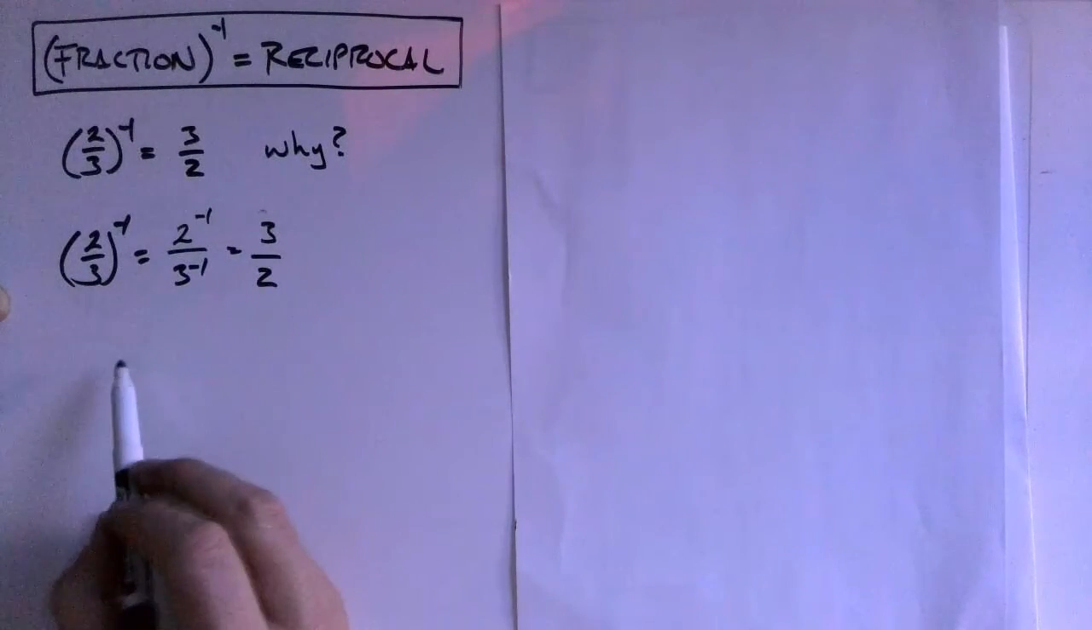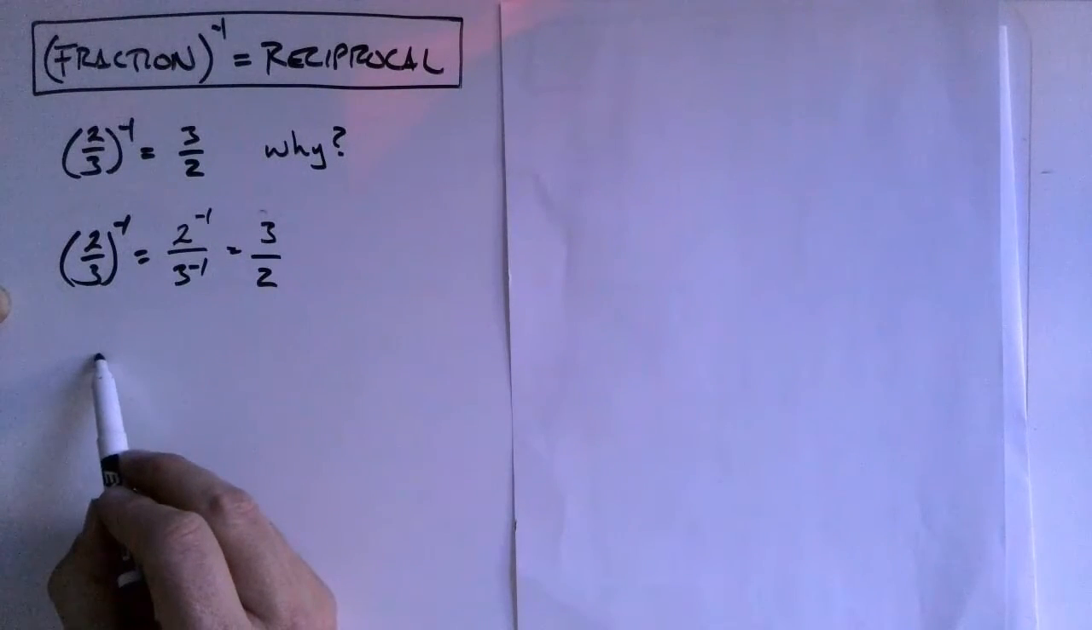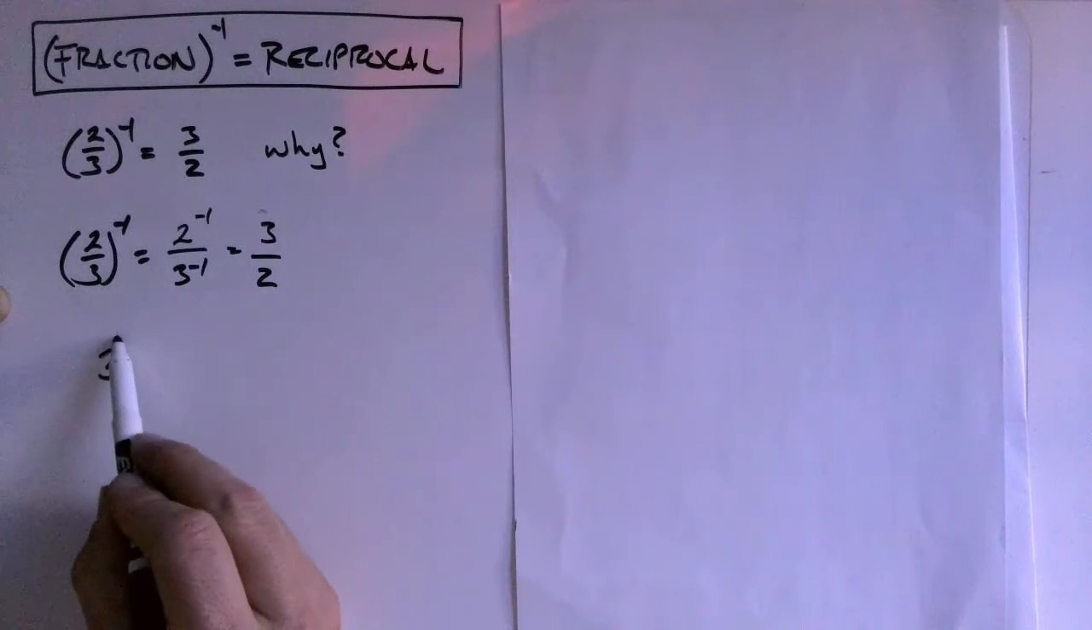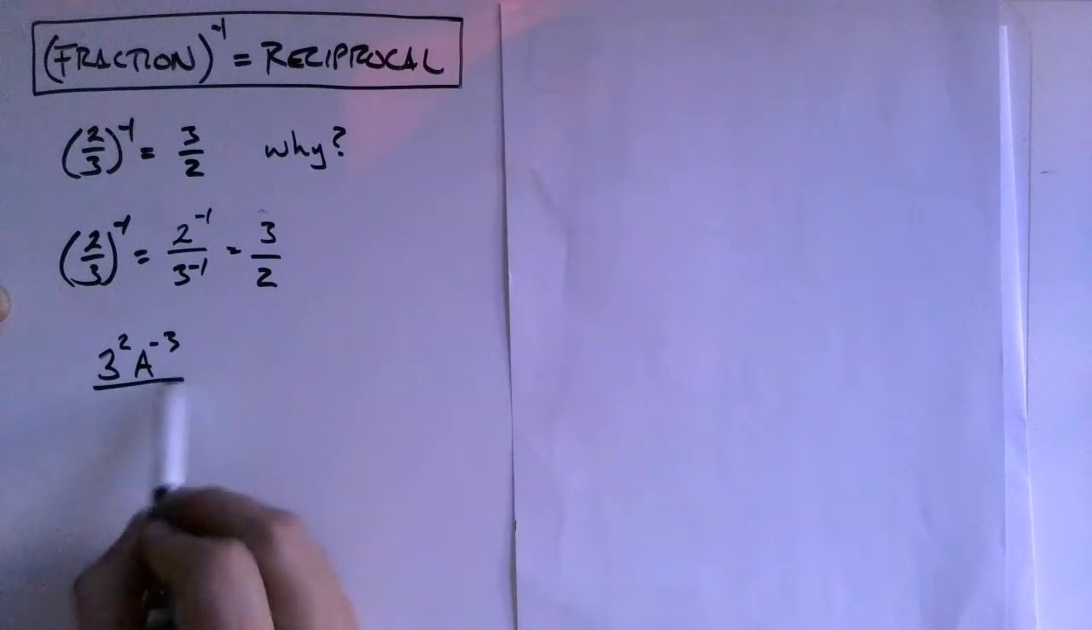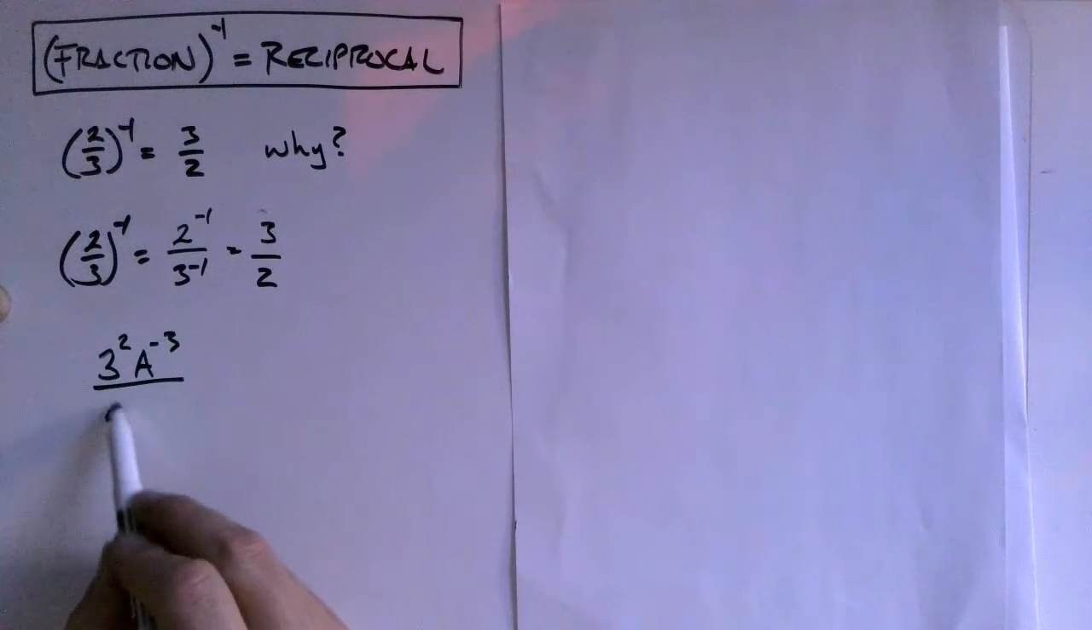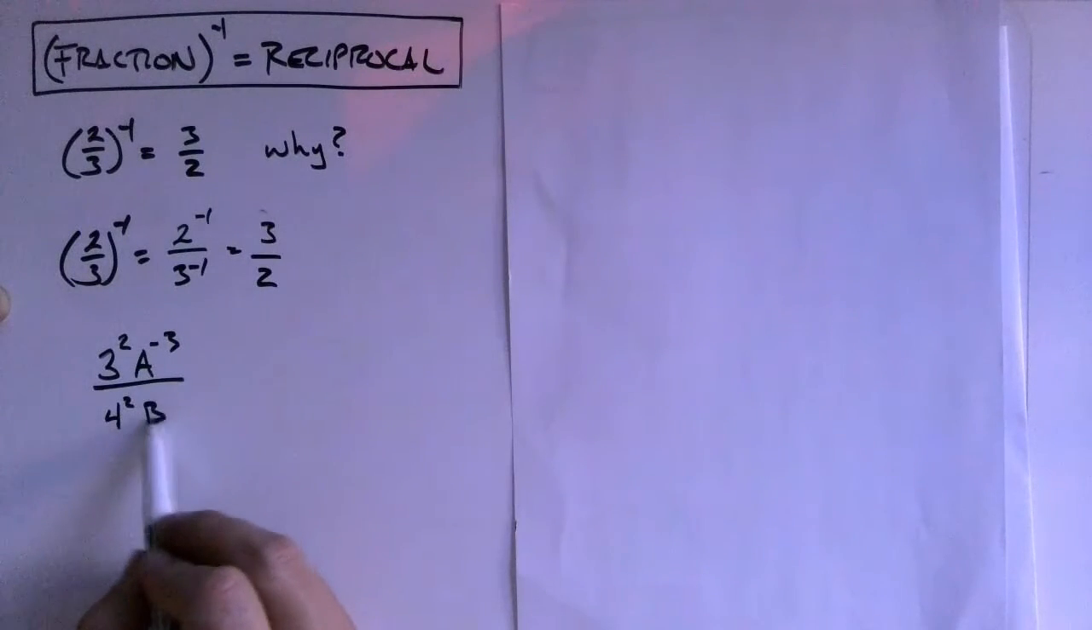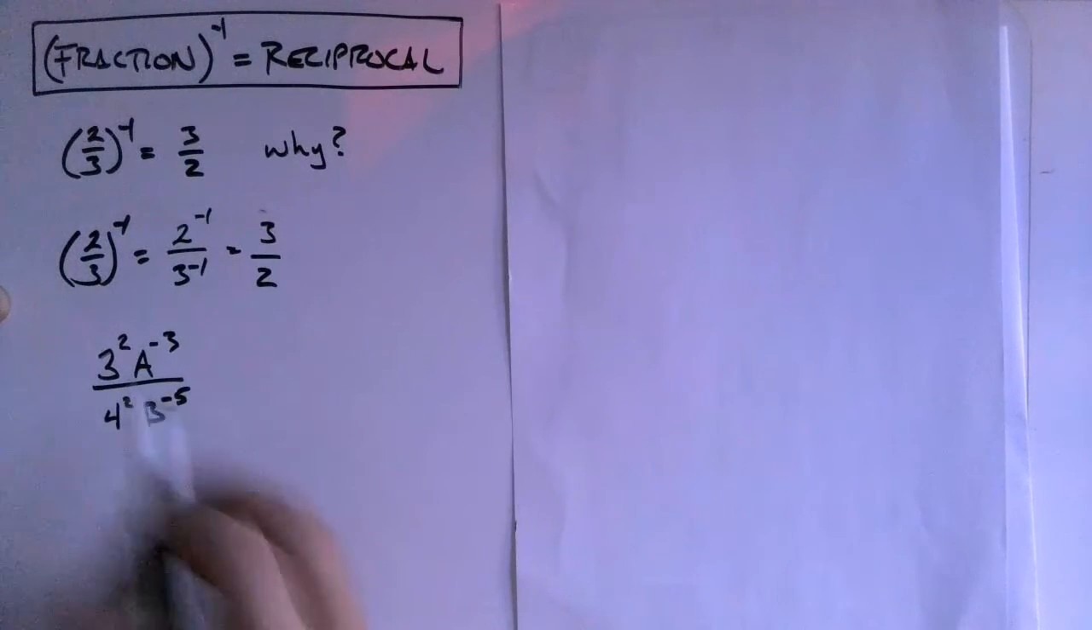And you can actually expand this a little bit farther. I want to show you a quick example with this one, though, here. For example, let's say you had something a little more complicated. So let's pretend you had 3 squared a to the negative 3 all over, we'll do this other one from before, b squared over b to the negative 5. And the entire thing was raised to the negative 1.